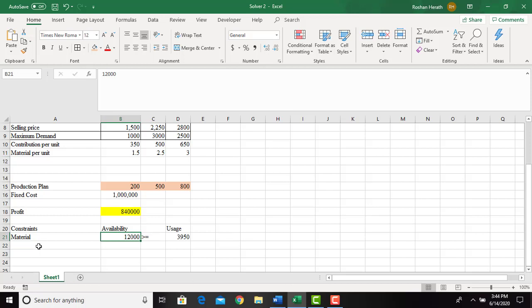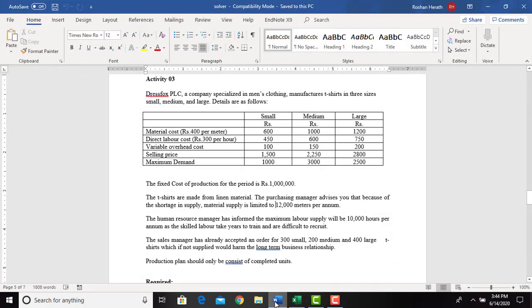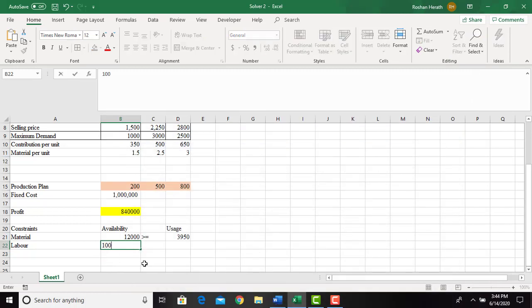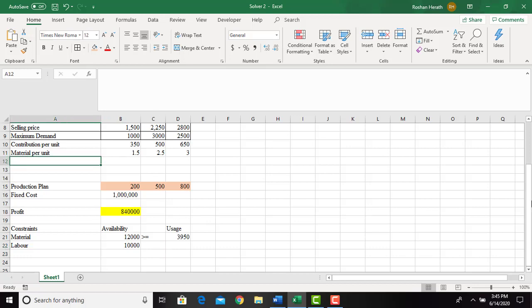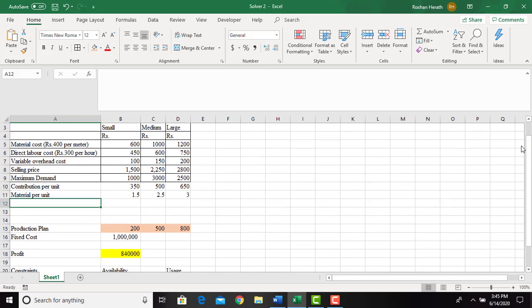Then similarly for the labor, there was a constraint. The question had mentioned that when it comes to the labor, it goes like 10,000 hours per annum, 10,000 hours. That is the availability. Then again you need to identify the usage. So how do you identify that? That is labor hours per unit. How may you get that? Again, per hour it is 300.